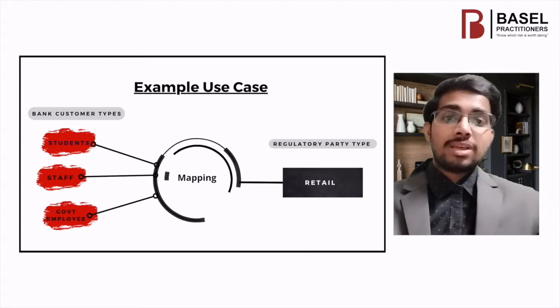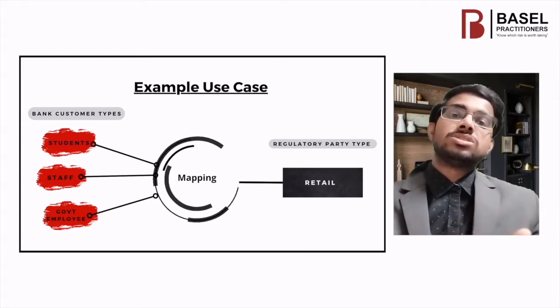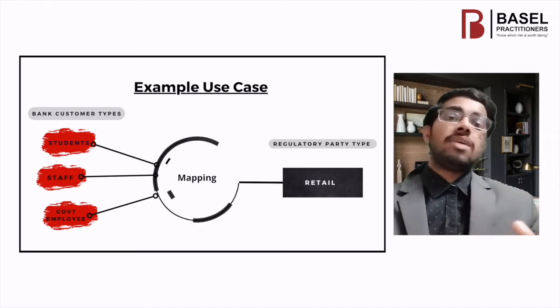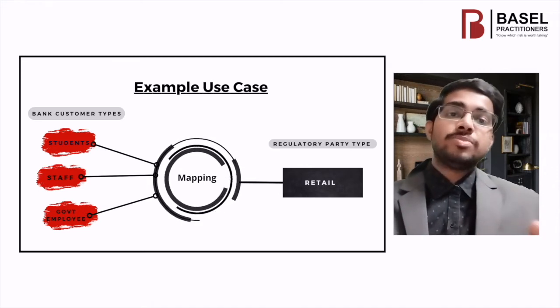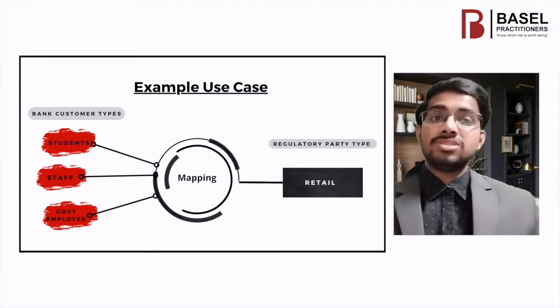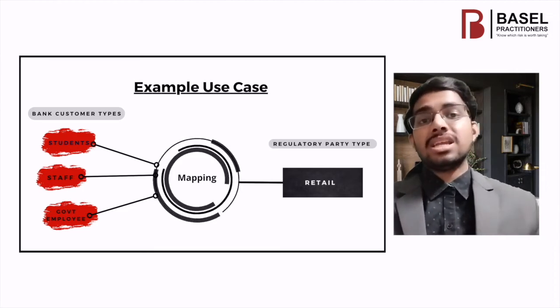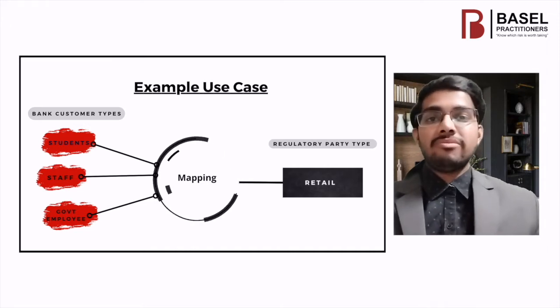So let's go through a use case example. On the LHS, you can see that we have bank specific values, that is student or staff or government employee kind of data, which is being mapped to the Basel specific value on the RHS, that is retail. Once we apply this mapping, we can perform specific calculations according to this mapping. That is why we need standardization.